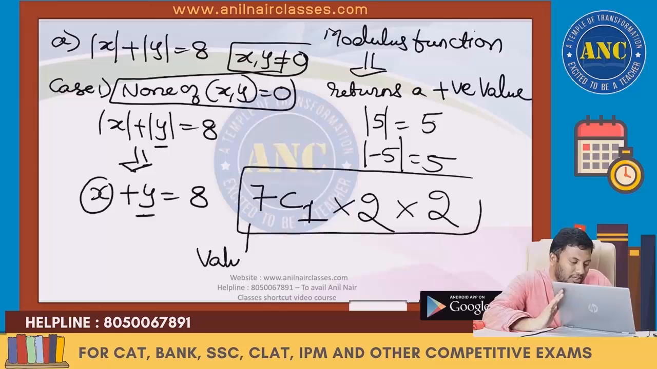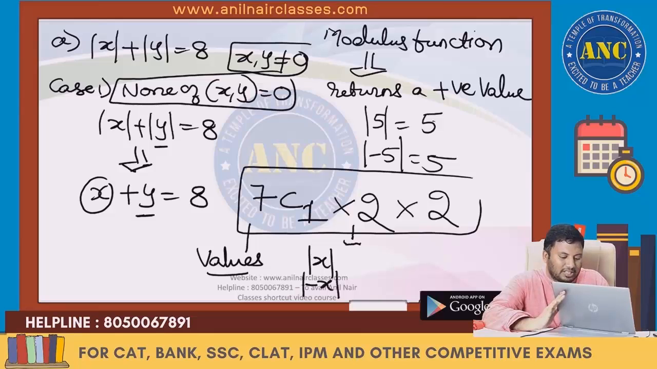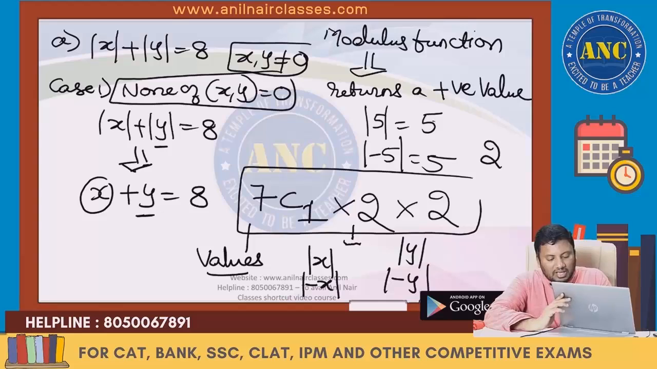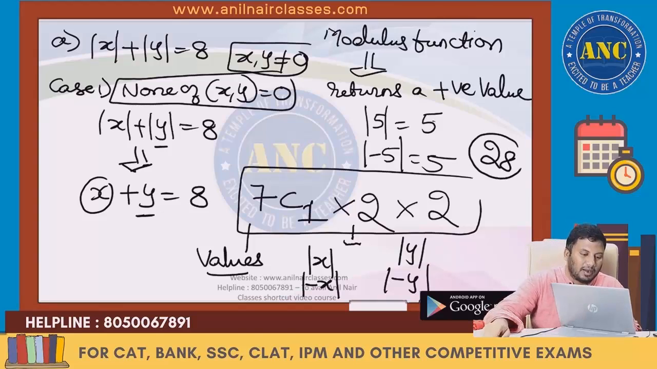These are nothing but the values. These are nothing but mod of x and mod of minus x. This is mod of y and mod of minus y. 7c1 into 2 into 2. 4 7s are 28 values. 28 values are where none of x comma y is 0.